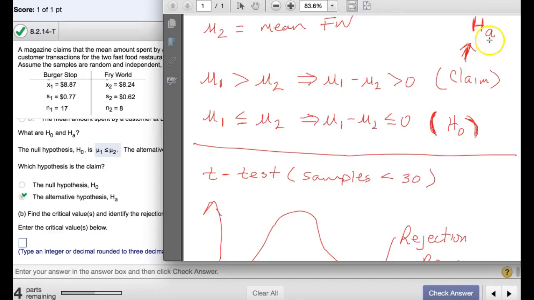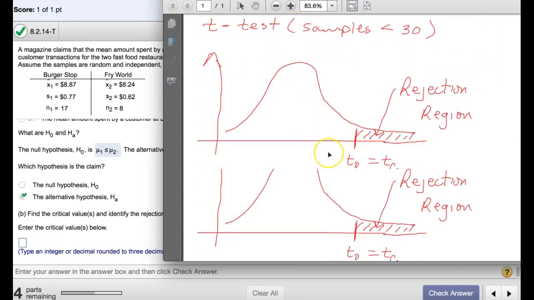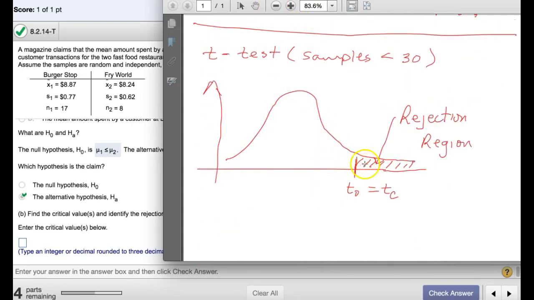Now, if my alternative hypothesis was, let's say, the population mean of BurgerStop was less than the population mean of Fry World, then it would go to the left. And of course, if I was trying to say whether it's equal or not, then that would be a two-tailed test. So that's how I know that my rejection region needs to be to the right. This t sub 0 or t sub c, depending on what textbook you view it out of, is what's called your critical value. And so here we want to know what is going to be this value on the t distribution at a certain probability level.